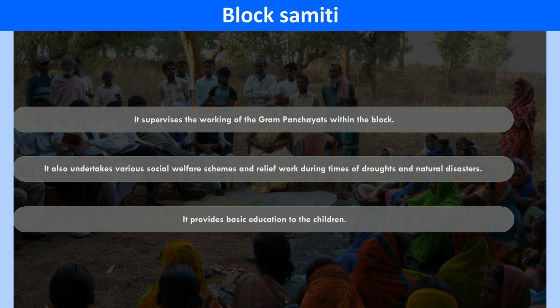The Block Samiti's income comes from the state government in the form of grants, from taxes on property, cattle exhibitions, fairs as well as water and electricity.